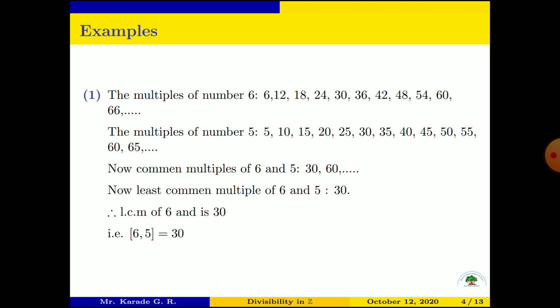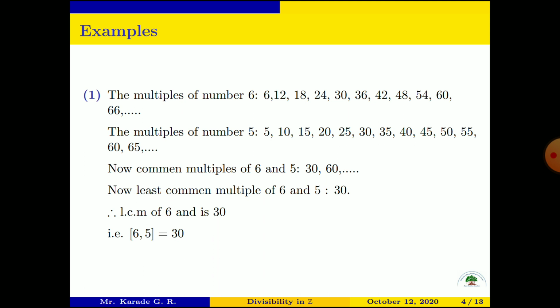Now among all these multiples, we write the common multiples of 6 and 5. So we make a list of common multiples of 6 and 5. The list is 30, 60, and so on. There are lots of common multiples; we have written only two. Now among all these common multiples, we have to find the least common multiple of 6 and 5, which means we have to find the minimum of all these common multiples. So the minimum is 30. Least means minimum. So the least common multiple of 6 and 5 is 30.